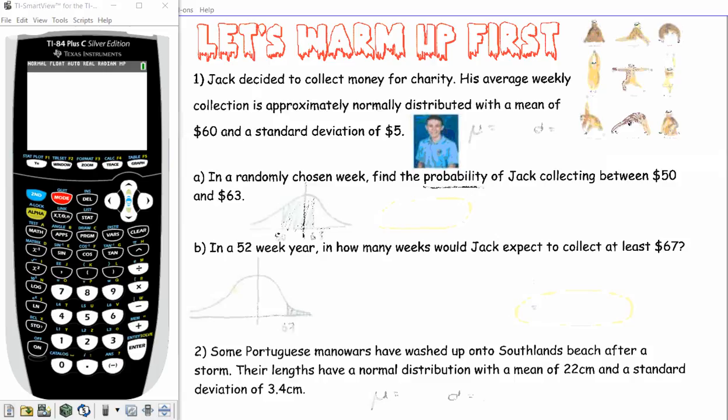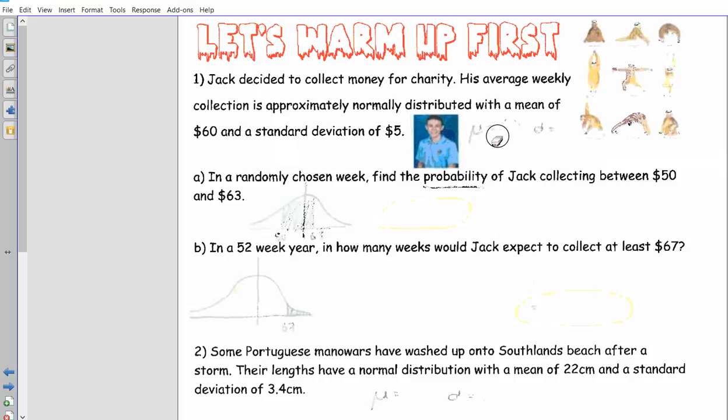So we've got Jack. Jack decided to collect money for charity. His average weekly collection is approximately normally distributed with a mean of $60 and a standard deviation of $5. So we can write out our mean, this mu symbol, is equal to 60. And our standard deviation is equal to 5, according to the question. So in a randomly chosen week, find the probability, as a decimal, of Jack collecting between $50 and $63.